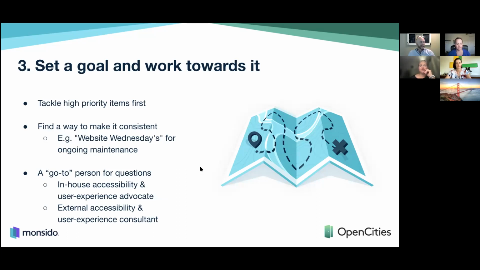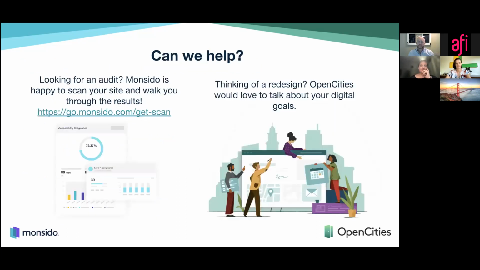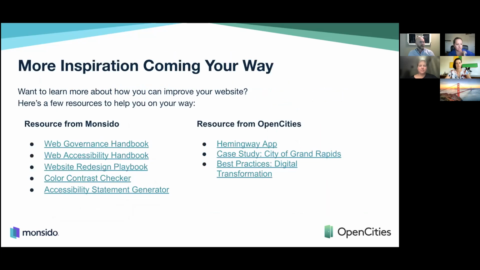So at that, I believe we have one or two other slides with additional resources, such as reaching out to get a scan, where Montecito can provide you an audit of the website. There you go. A couple of different handbooks for you all, the Hemingway app, some case studies. But Jillian, unless there's any additional context from the Montecito side that you want to add, I guess we can open it up for Q&A.